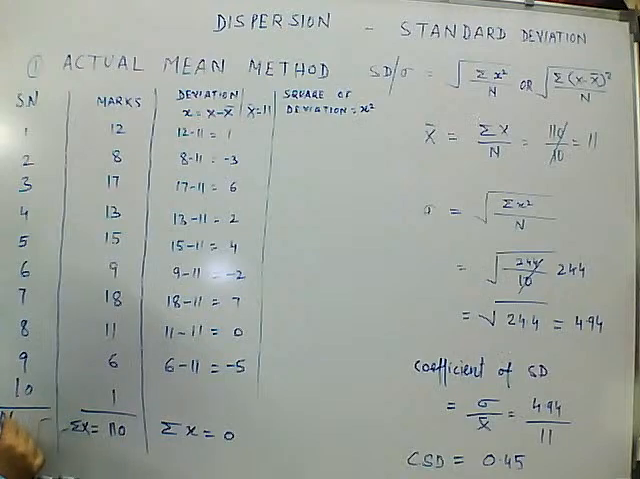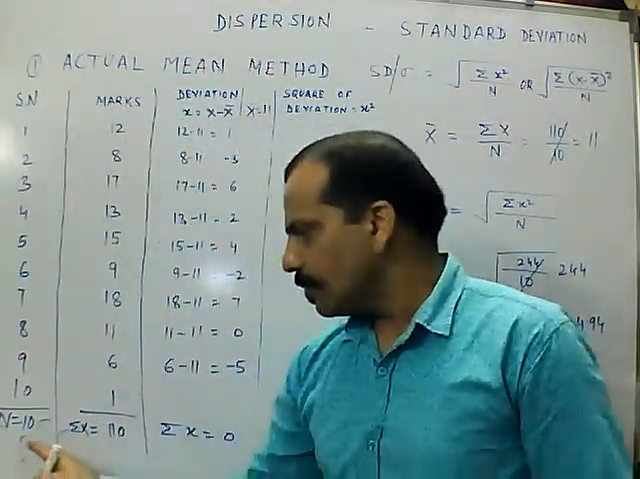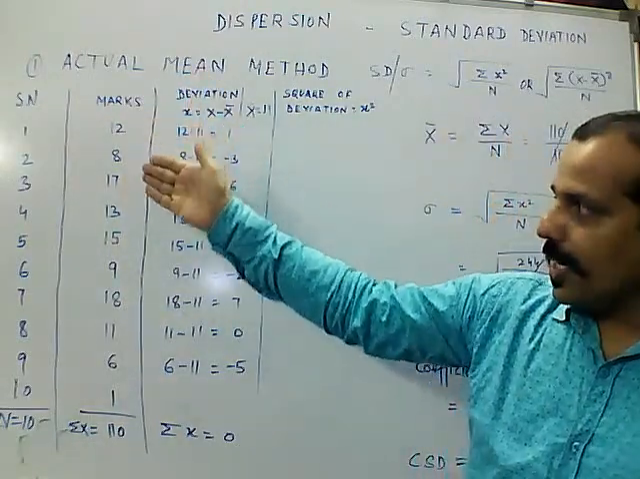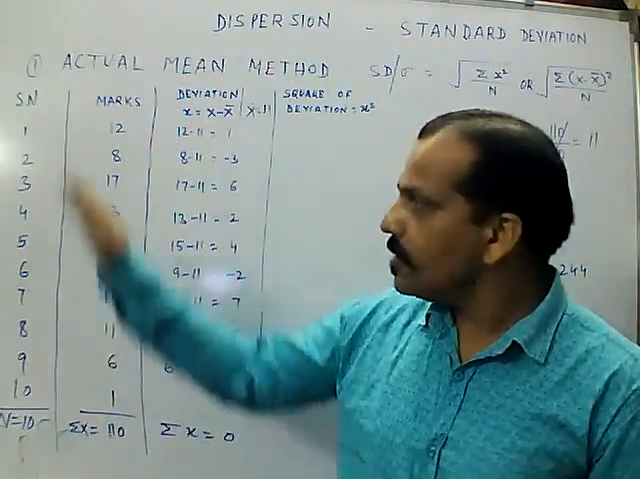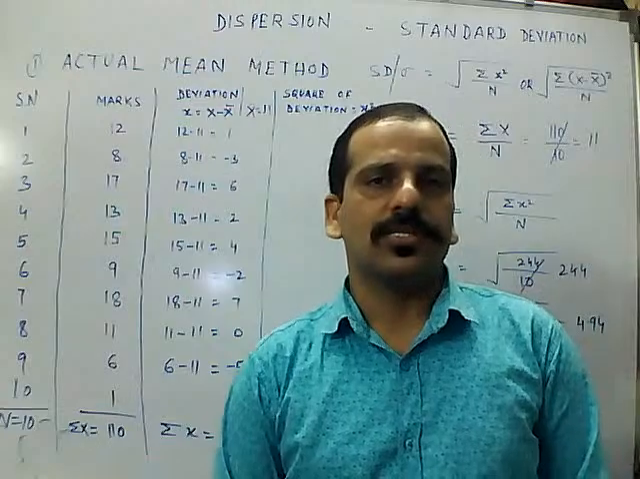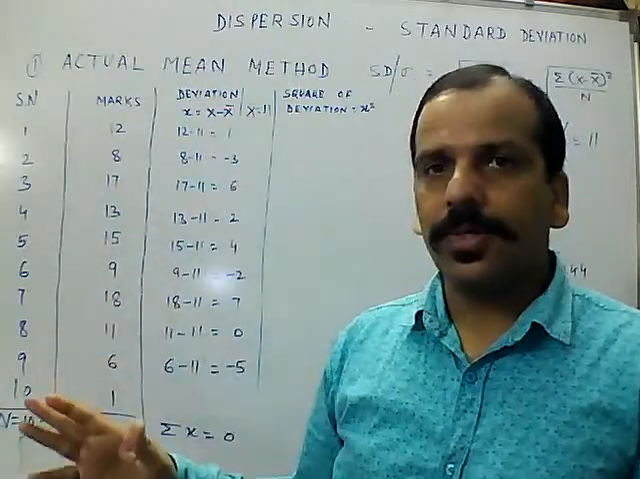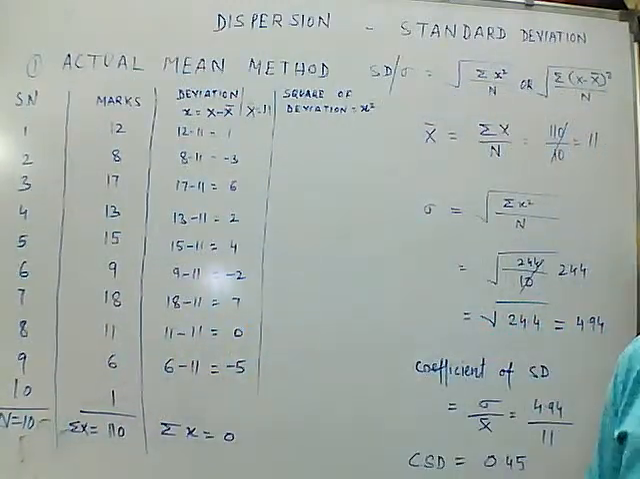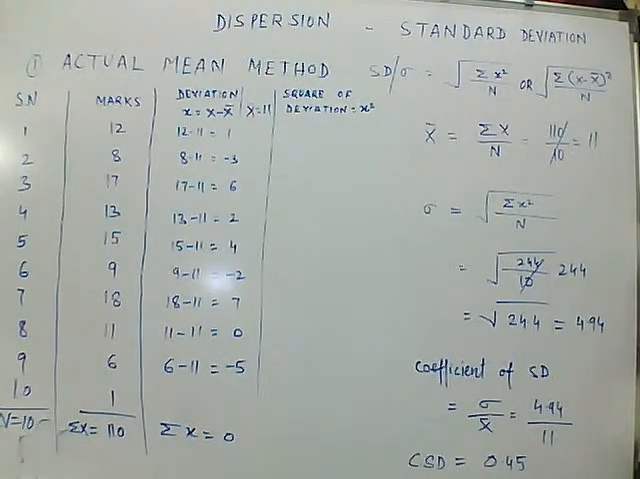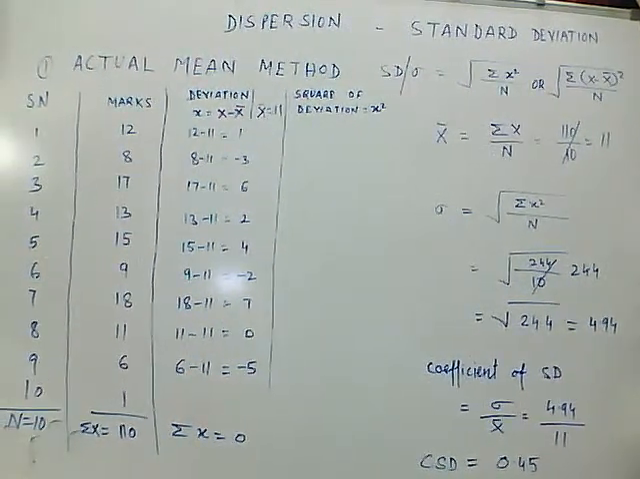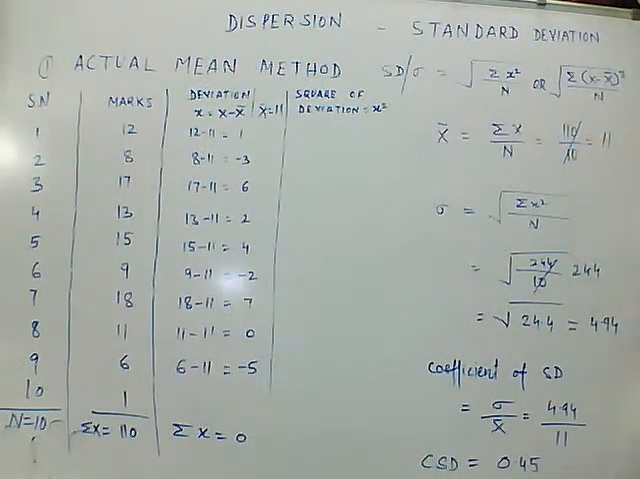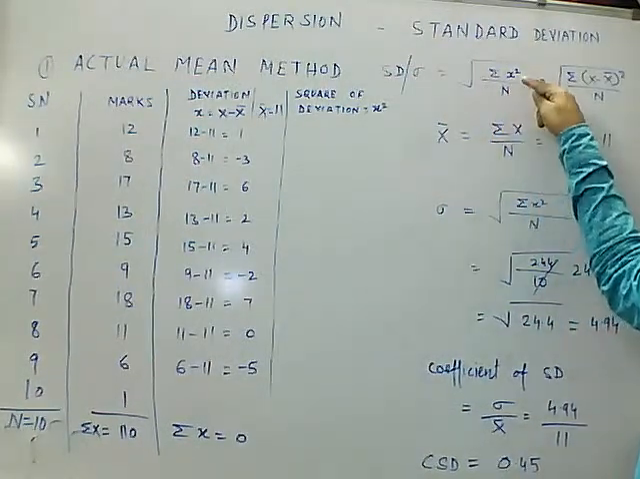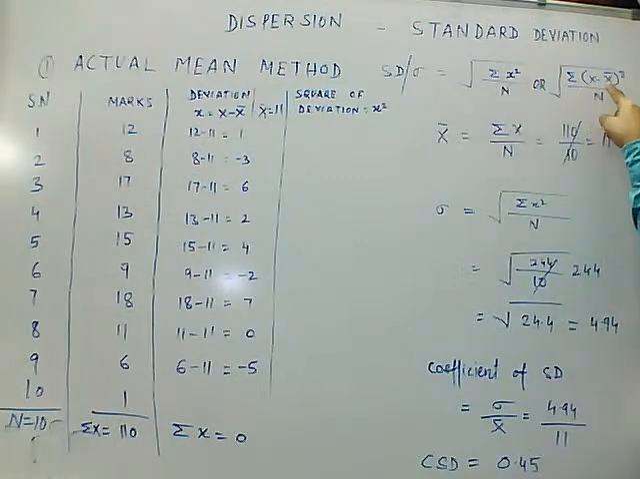So n is equal to 10, means number of observations are 10. These are the marks 12, 8, 17, 13, 15 and so on. Marks obtained by how many students? Number of students are 10, those who have taken the class test. So number of observations 10. Okay, now is it more clear? Yes, it is more clear now. Got it? Now x square or x minus x bar.